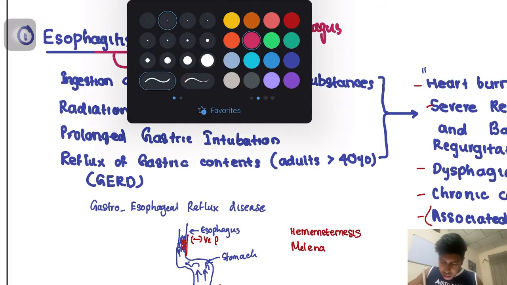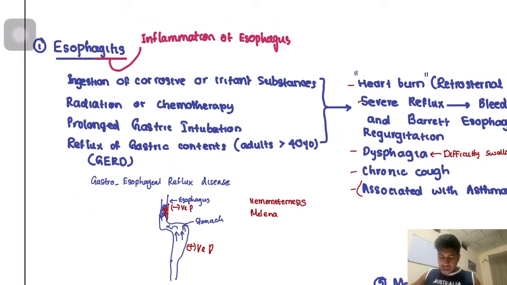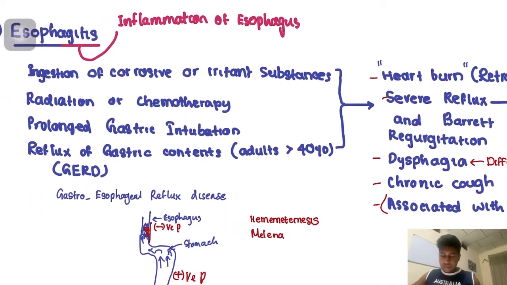So here are some causes of esophagitis. Ingestion of corrosive or irritant substances, something like an acid. Radiation or chemotherapy. Prolonged gastric intubation. These are patients who have been put on feeding tubes due to different diseases. Maybe they're in a coma.